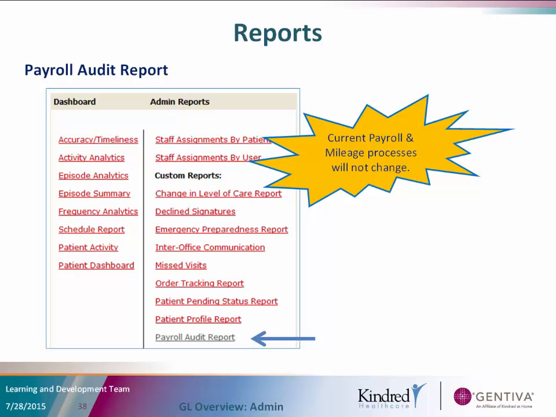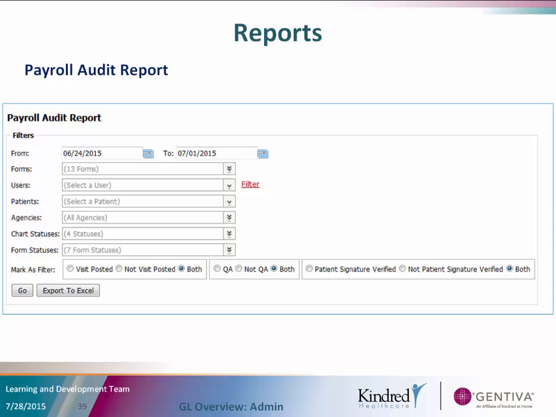Reports in the hospice system are lists of forms containing information related to the report. Let's look at a couple of reports, starting with the payroll audit report. Although this report says payroll, keep in mind our current payroll and mileage process will not be changing in the hospice system. Found in the Custom Reports section of the main menu, this report is used for processing visit information for billing in McKesson. Like all reports, the filter section is at the top of the report and the results display below the filters. The filter parameters in this example are set to limit the search to show only forms that are ready to be processed for payroll and billing. Click Go and the results will display.